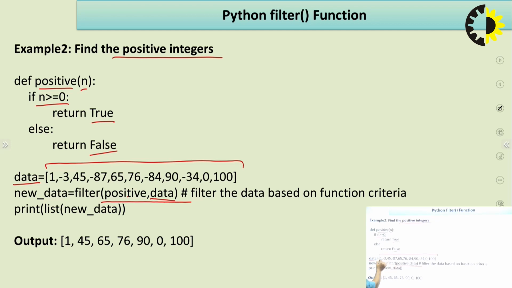For each and every element of the data, positive is executed. For 1, is 1 greater than or equal to 0? Yes, we will get true. Next parameter, -3 is greater than or equal to 0? No, so we will get false. For 45, again this is true. -37 is less than 0, we will get false. True, true, and in the same manner false, true, false, true, true. So for the true values, 1 is a true value, 45 is a true value, 65 true, 76 true, 90 true, 0 true, 100. We get the positive numbers using the filter function. This is very easy.